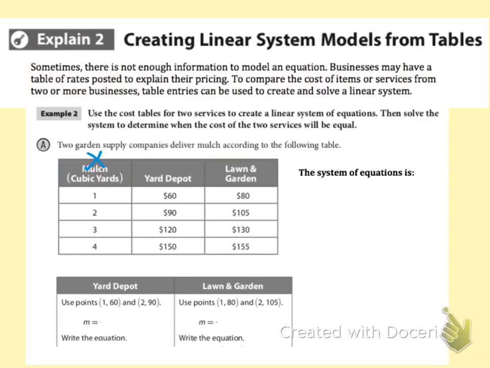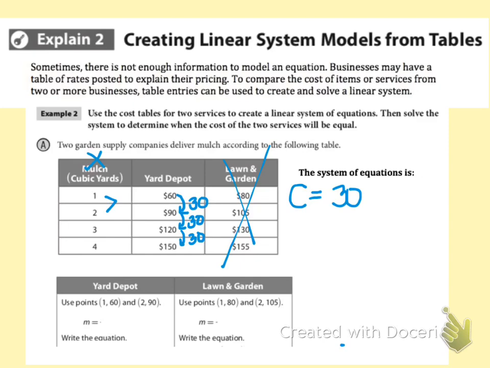With the one company, if you want 1 cubic yard from Yard Depot, it's going to cost you $60. If you want 2, it's going to cost you $90. If you want 3, it's going to cost you $120, and so on. Just looking at that first company, ignoring the other for now, you can see that as you increase by 1 cubic yard of mulch, you go up $30. So with this company, the cost is $30 per cubic yard.